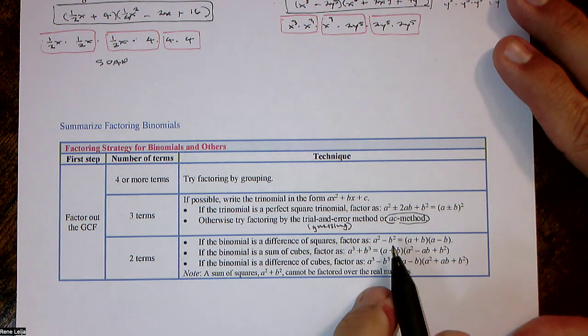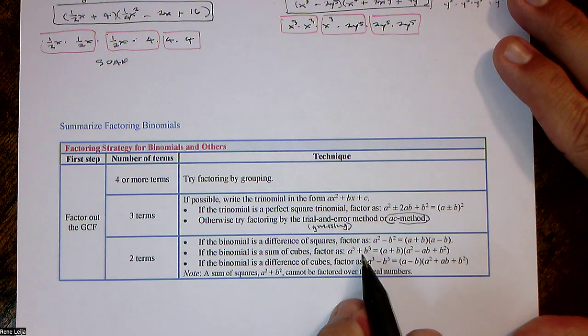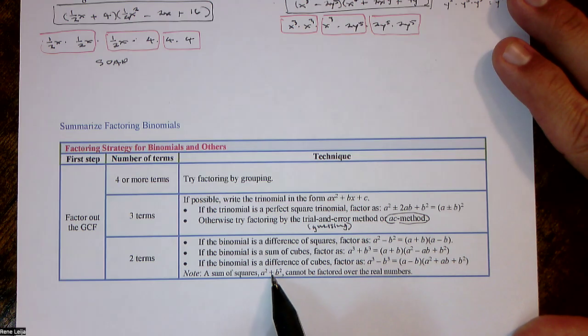If you have 2 terms, do you have a difference of squares or a sum or difference of cubes? All right. And then remember, a squared plus b squared cannot be factored. That's a sum of squares.